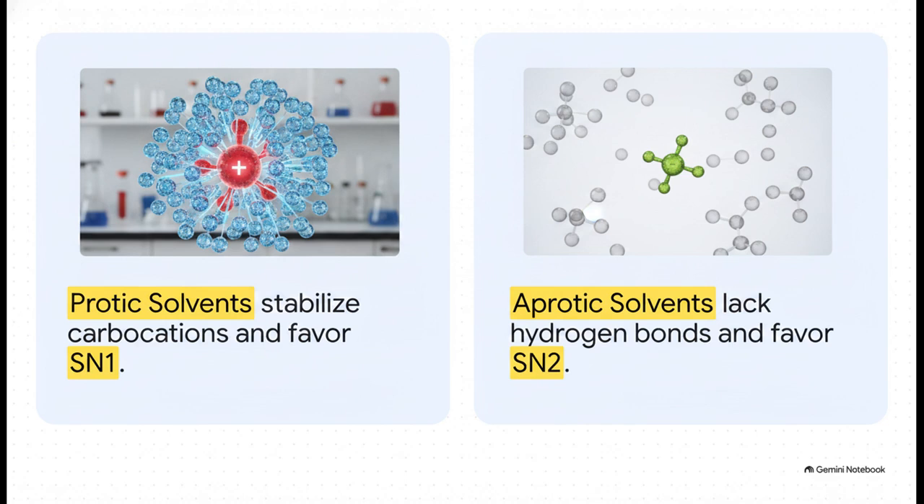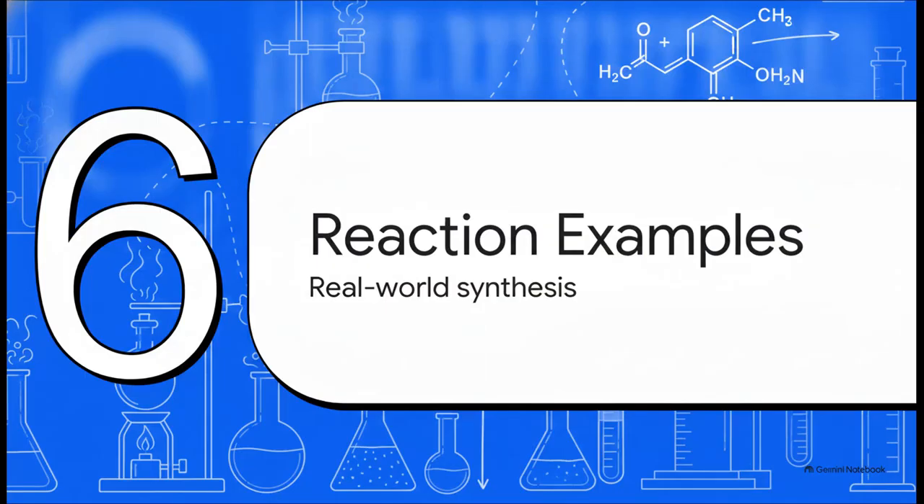On the flip side, aprotic solvents like acetone can't form those hydrogen bonds. They leave the nucleophile completely exposed and highly reactive, which heavily favors the sneaky SN2 simultaneous attack instead. Finally, section 6, reaction examples. Let's look at some real-world synthesis.